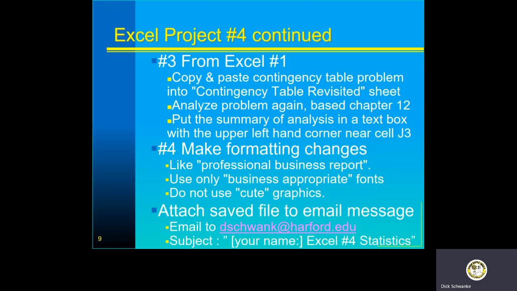The next Excel project is just what we had started talking about, the contingency table revisited. So go back to your first Excel project and pull in that 4.4.7 problem. Paste it in. Analyze the problem again based on what we just talked about, the independence, and then put your summary of the analysis in the text box that you're going to create somewhere near cell J3.